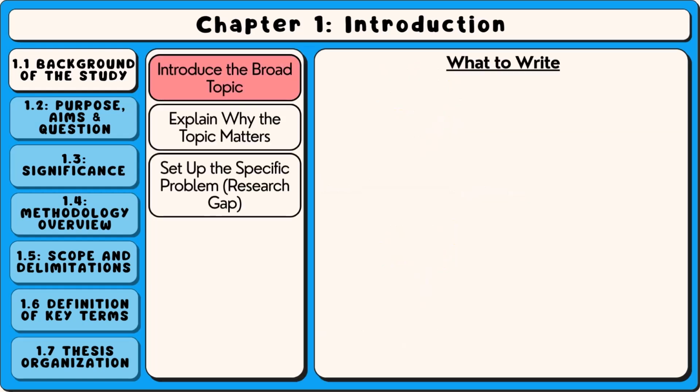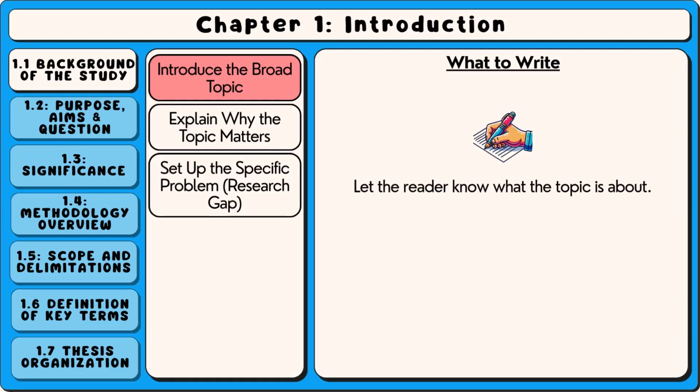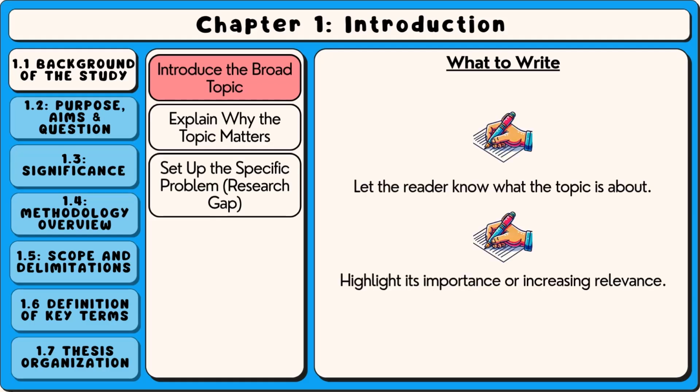In the first step, you're introducing the broad topic. The second step, you're explaining why the topic matters. And the third step is setting up the specific research problem. To introduce the broad topic, simply let the reader know what the topic is and highlight why it is important.